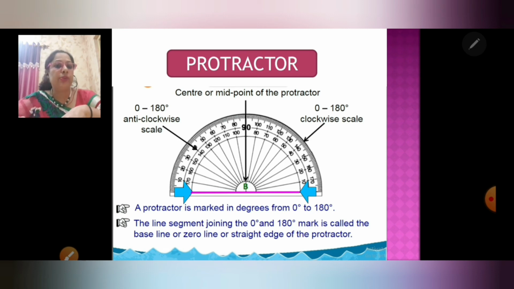The line segment joining the 0 degree and 180 degree mark is called the baseline. So if in this protractor, this is the baseline. On your screen also you can see the baseline of the protractor.